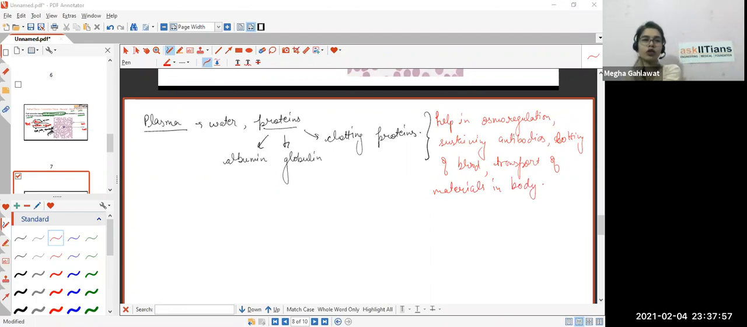It could be hormones, it could be different kinds of chemicals, which are sent into the body wherever they're required through the blood. That is one thing.